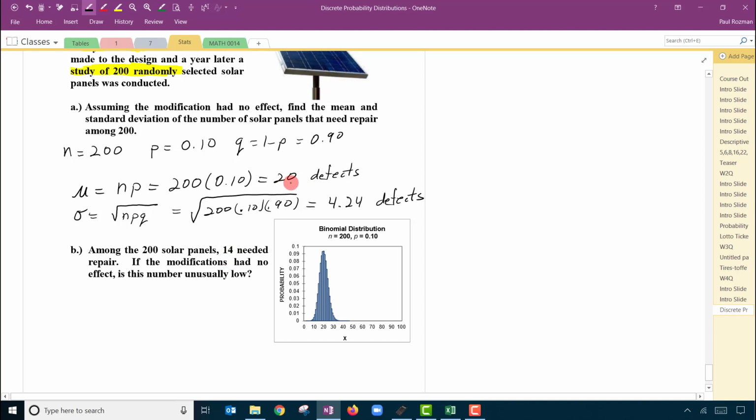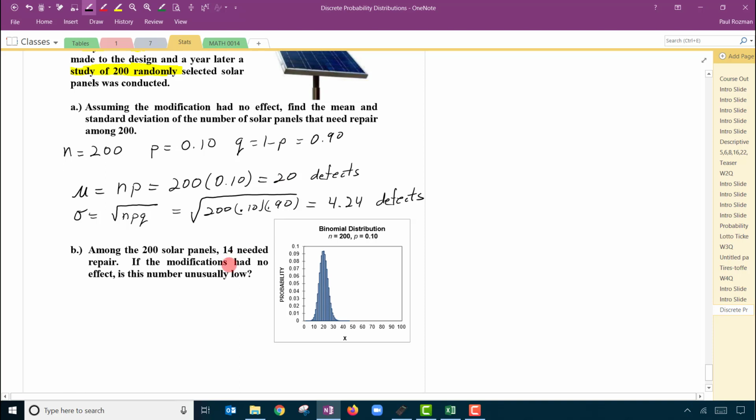Well, 14 is better than 20. So hooray, maybe things have improved. But is it enough better for me to conclude, absolutely, I know the modifications were worth the expense, and this is definitely going to save us money going forward? And I'm not so sure. Is 14 far enough away from 20 in order for me to make that sort of decision?